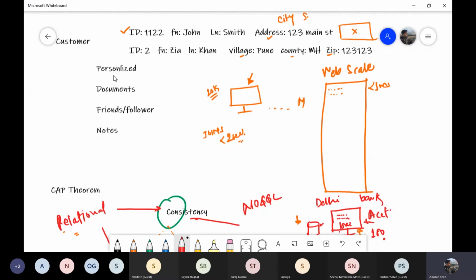Places where you're going to use this information: when you're storing something personalized, when you're storing documents, when you are storing information which could be different for different people, and you don't want to enforce any relationship, or the relationship is kind of not a good candidate for a relational database.